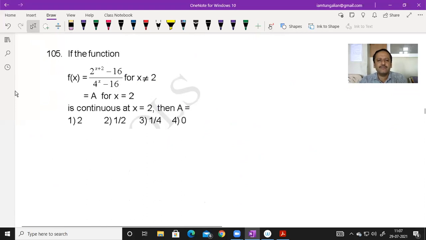Question number 105. If the function f of x is equal to (2 power x plus 2 minus 16) divided by (4 power x minus 16) for x not equal to 2, and it is a for x equal to 2, is continuous at x equal to 2, then a is equal to?